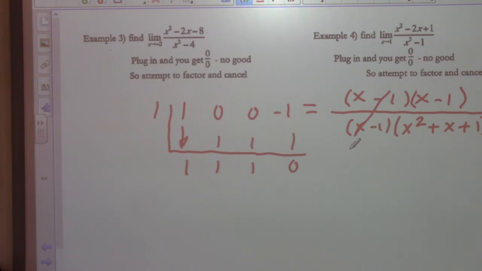Okay, if we cancel x minus 1, yeah, that's going to be good. So now if we plug in 1 up here, what do we get? 0 over, we plug in 1 down here, what do we get? 3. 0 over 3, which equals 0. So our answer to this one here is 0.